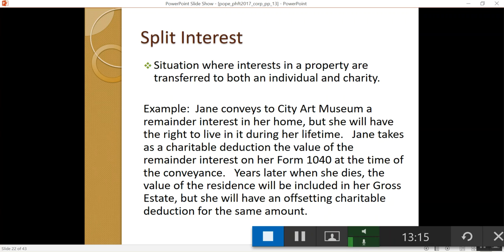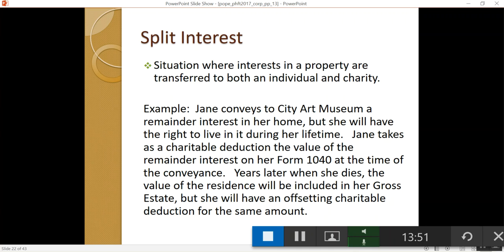The good news is because she actually gave, during her lifetime, the interest in her property to the City Art Museum, after her death, the City Art Museum owns the residence free and clear. Her estate then receives the ability to deduct as another charitable contribution the value of the estate upon her date of death as a charitable contribution.